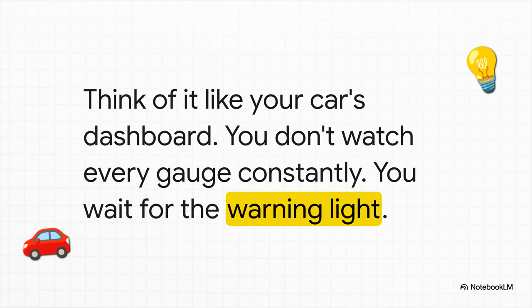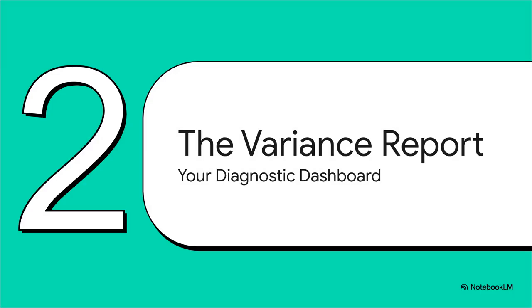Now, here's the analogy that's going to make this stick in your head for the exam, I promise. Think about your car's dashboard. You don't stare at the oil pressure gauge 24/7, do you? No, you just drive. You wait for that little red light to flash. Well, variances are those flashing warning lights for a business. So if variances are the warning lights, then what's the dashboard itself? That would be the variance report. Think of it like your command center, the diagnostic tool for the whole company.